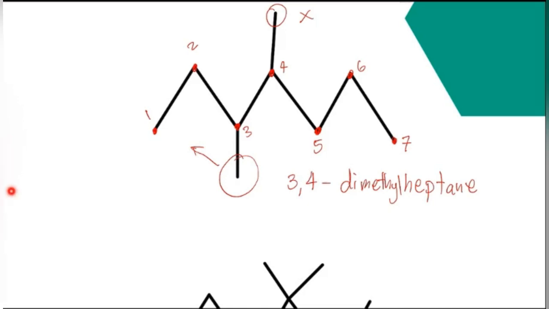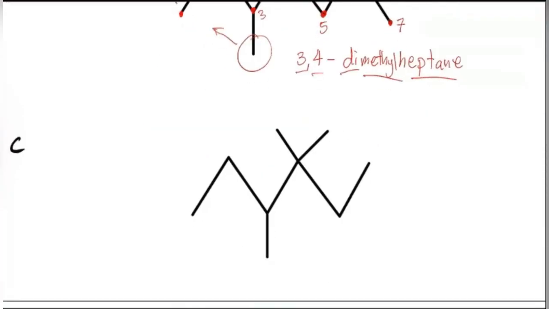So 3,4-dimethylheptane is the name of the structure or the compound. Again, 3 and 4 are the locators or the locations of the alkyl groups. Di means there are 2 alkyl groups, or 2 methyls. Then heptane is the name of our longest chain. Okay, next, another example here.